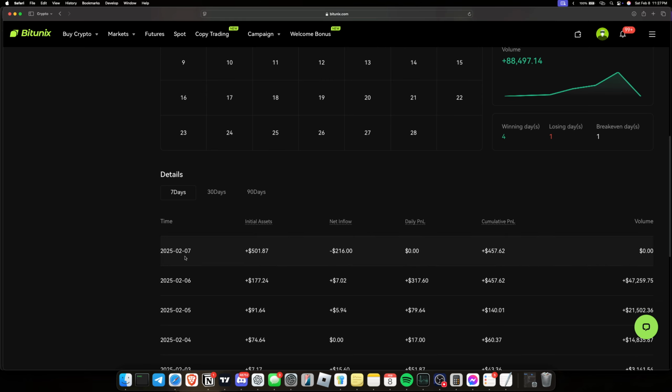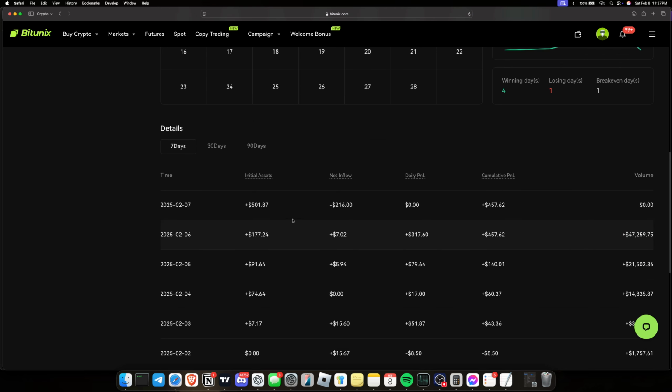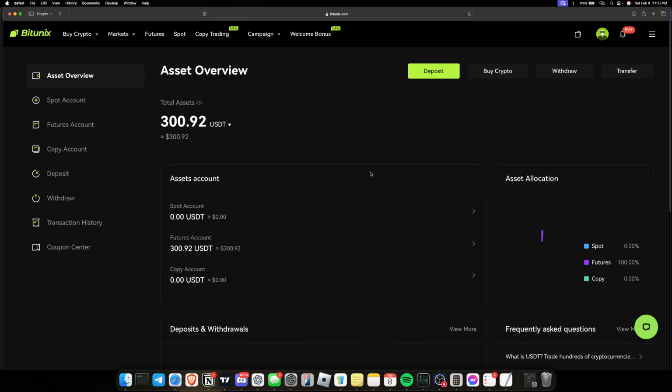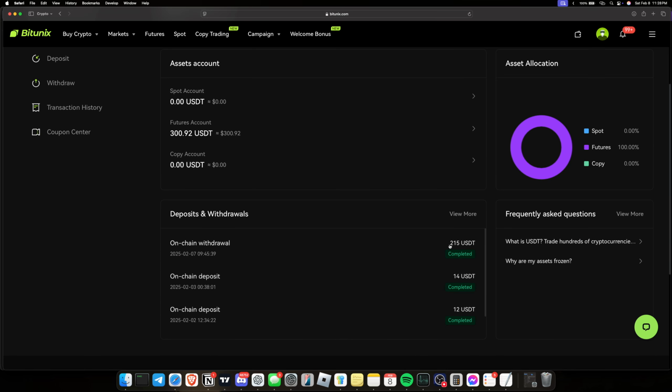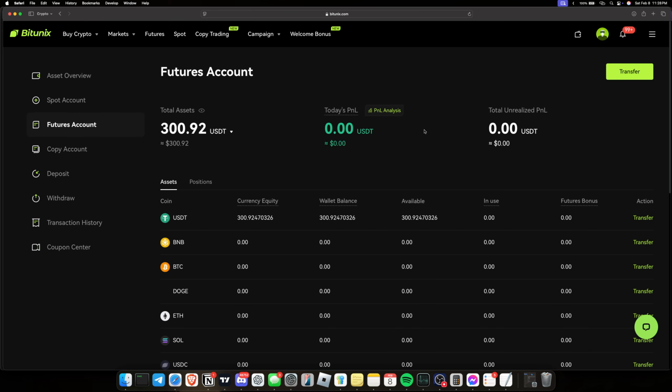Now, you can see that on 2025 027, I have initial assets of $501. So that's when I told myself, hey, we're done with the trade. We're done, bro. There's all the volumes as you see right here. Net inflow, right? 216. This is when I withdrew $216. You can see the asset overview right here. You can see my withdrawals, $215. We're pretty much done. It was such a really good trading run.